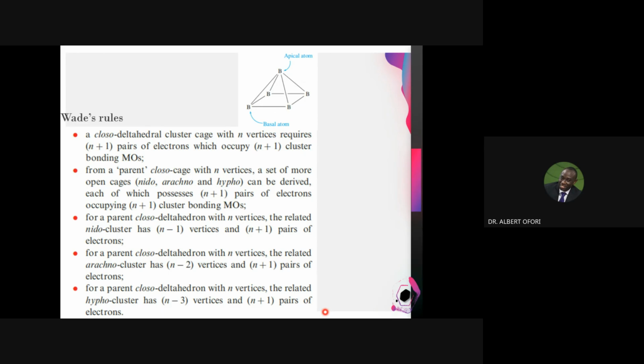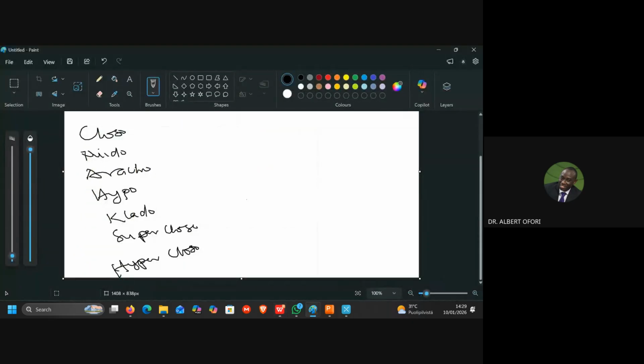So noting these structures is how the boron forms cages. Now, what we need to know is that we need to have a molecular formula for the boron. Then from that molecular formula, those rules help us to predict the structure. And these are the structures that we are going to be predicting.